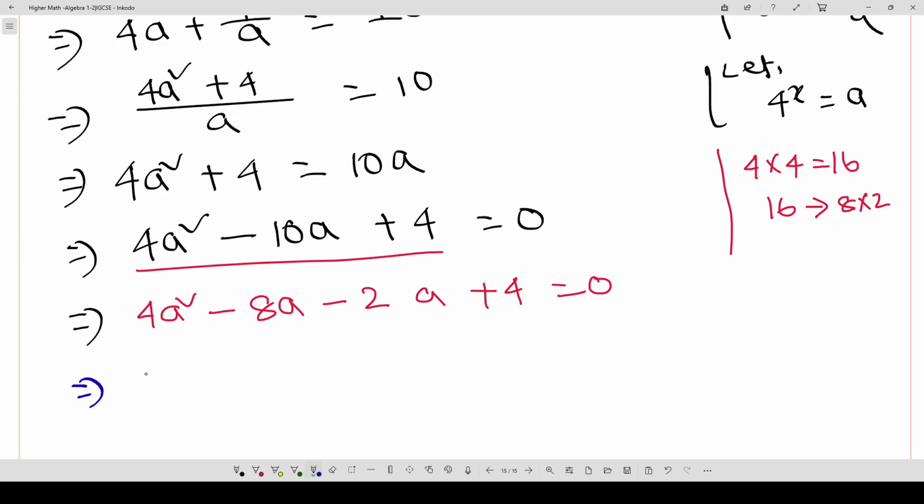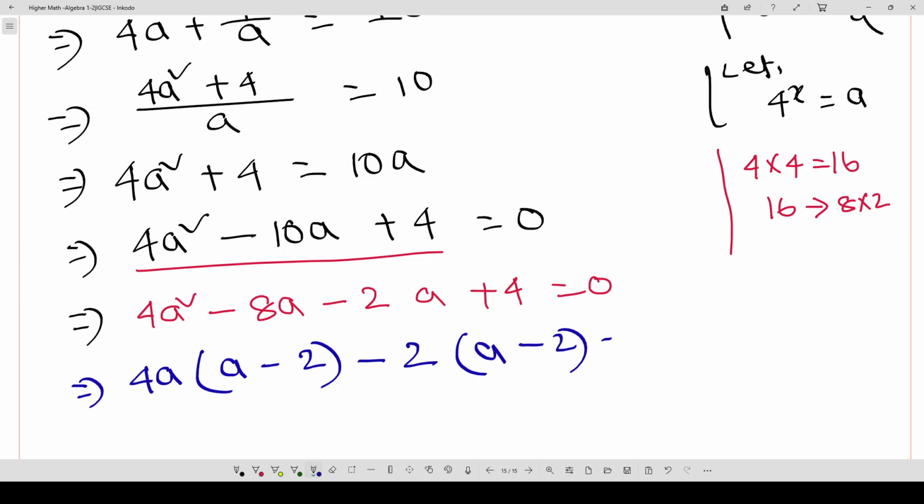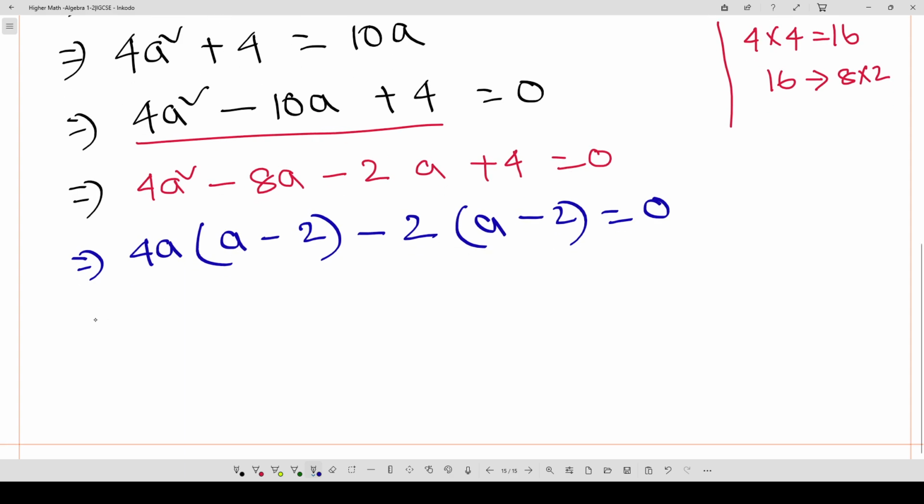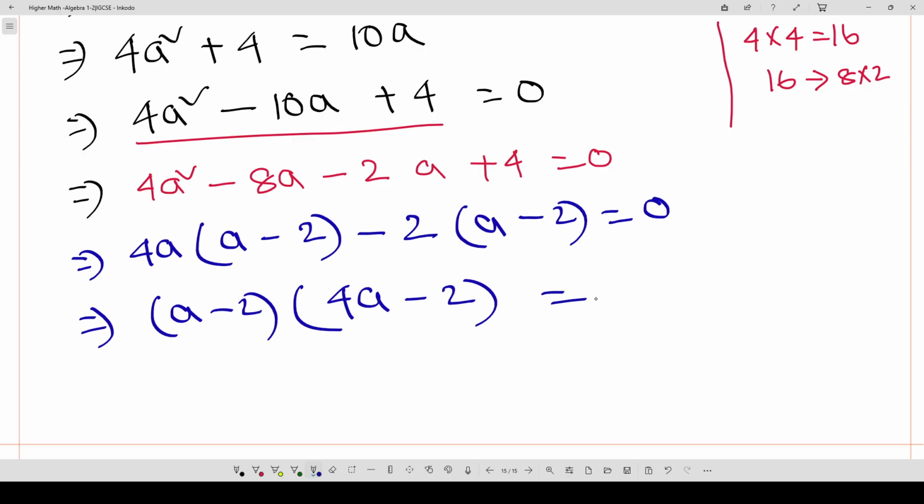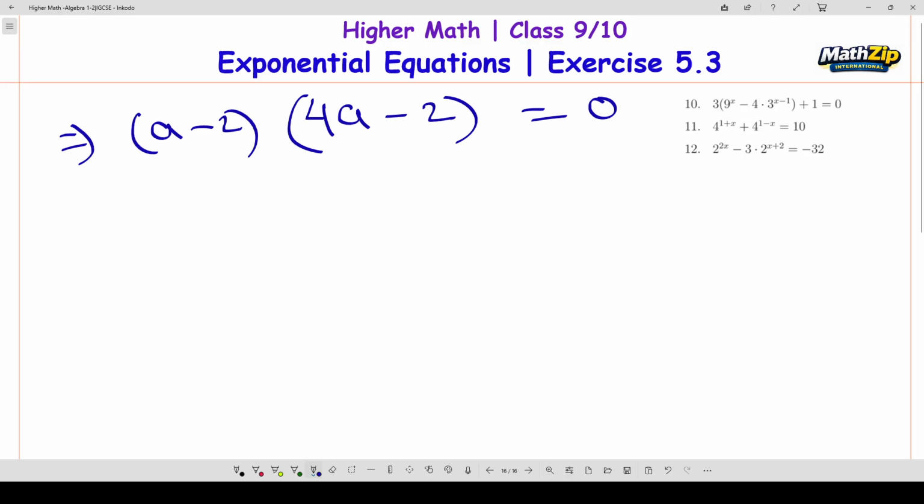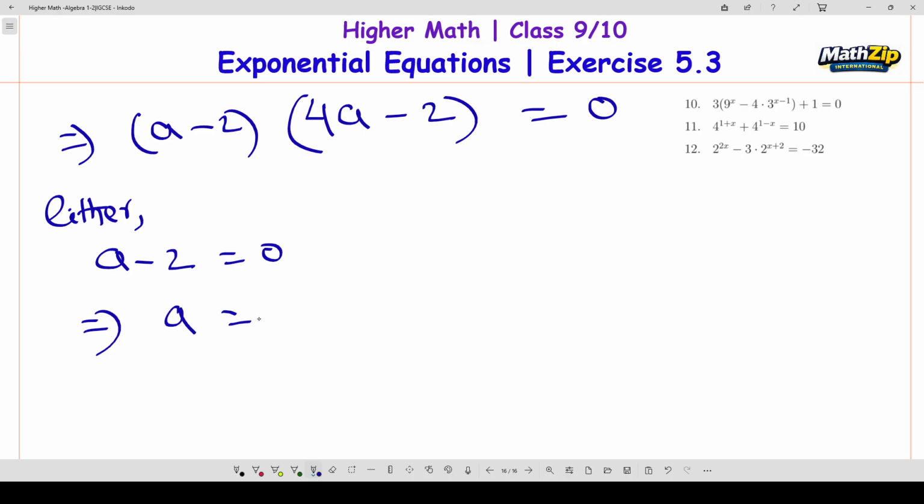Now we can take common 4a, so we will get a minus 2, and here is minus 1, not minus 1, actually minus 2. Here is a minus 2 equals 0. Now we can take common a minus 2, so here will be 4a minus 2 equals 0. Okay. Now we can write either a minus 2 equals 0, so we can write a equals 2.